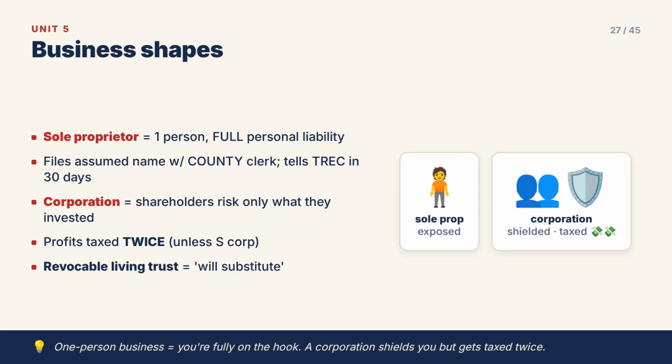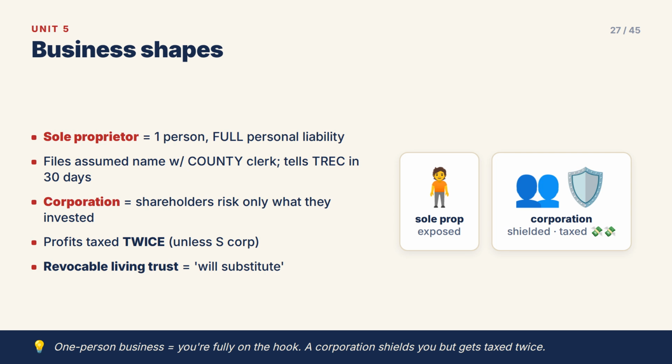A sole proprietorship is one person, full control and full personal liability. Creditors can raid the personal checking account. It files an assumed name certificate with the county clerk, tells TREC within 30 days of adopting a business name, and never registers with the Secretary of State. A corporation flips it. Shareholders can lose only what they invested. Their stock is personal property. But profits get taxed twice unless it's an S-corp.